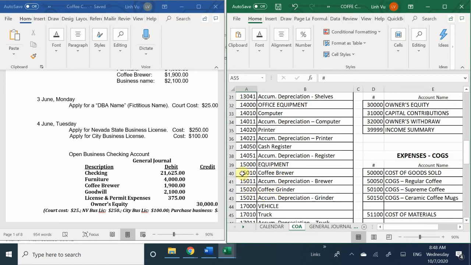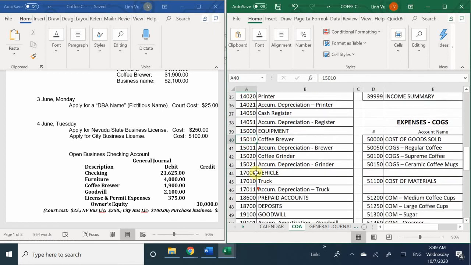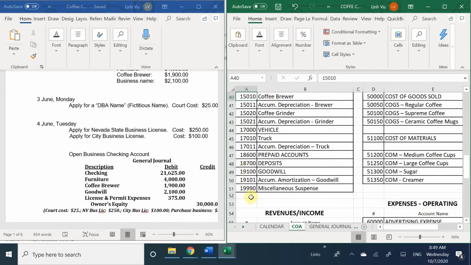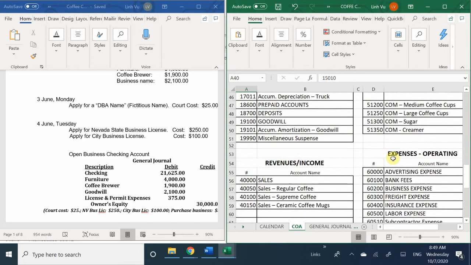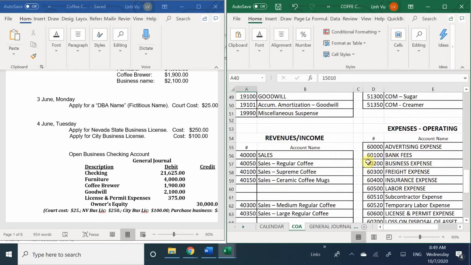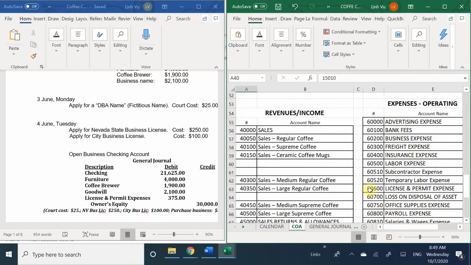Yes. 15,010. And do we have goodwill? 1900. Good. And then lastly, do we have a license and permits expense? Yes, we do. Right here, license.